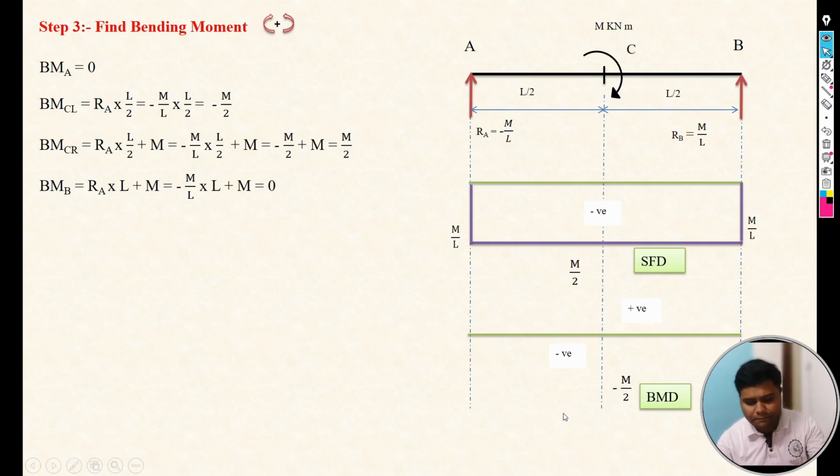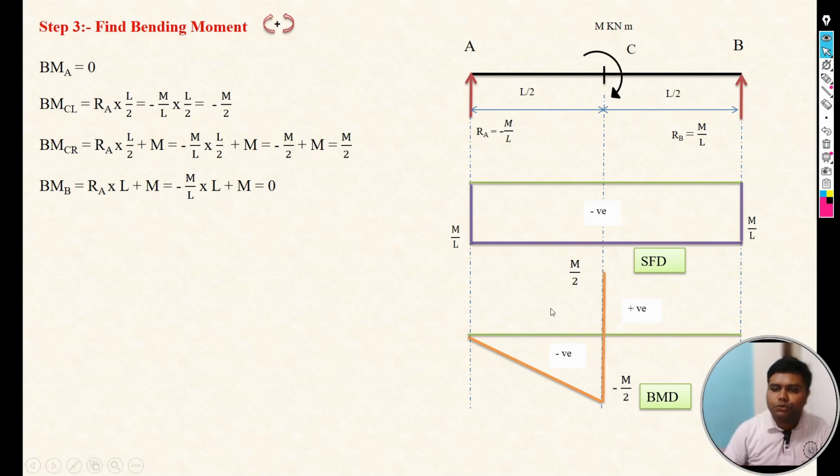Now at the right of C point it is plus m by L, so it should go upward. And from C to B it is going to 0, so it is 0. So this is the shear force and bending moment diagram.